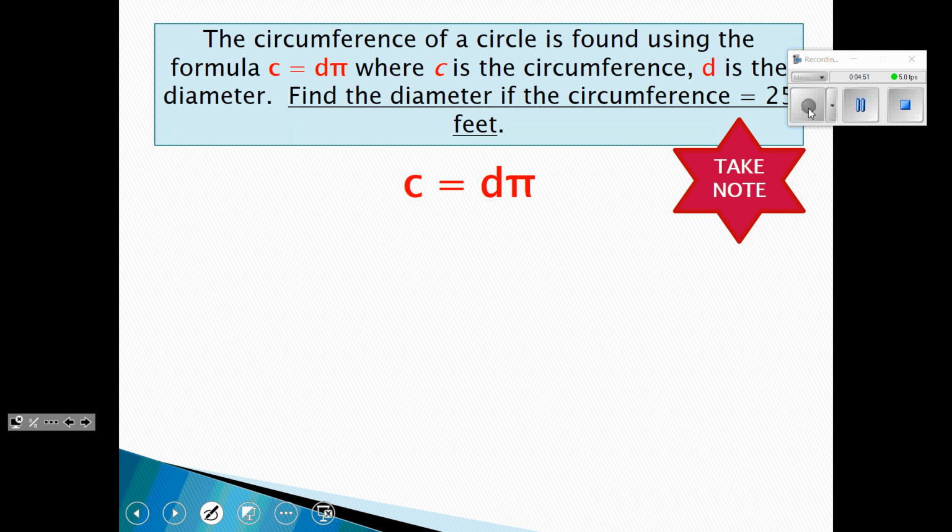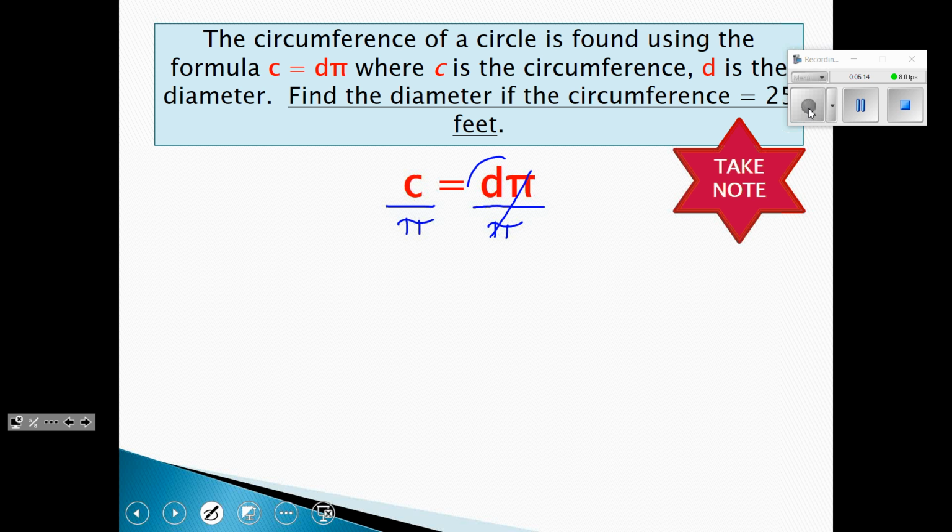The circumference of a circle is found using the formula circumference equals diameter times pi, where C is the circumference, D is the diameter. So find the diameter if the circumference is 25 feet. So we're solving for diameter. So to get diameter by itself, we could divide both sides by pi.